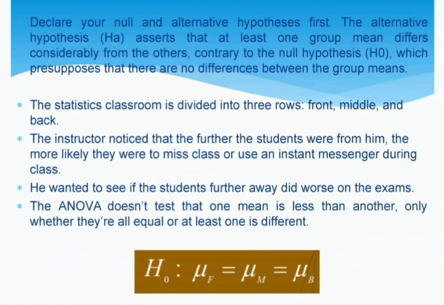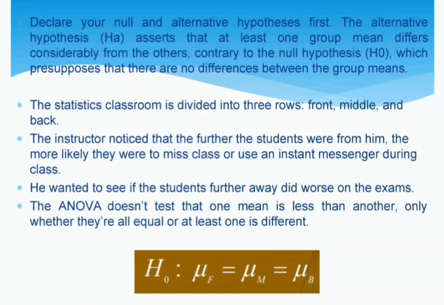They don't all have to be different, just one of them. Step one is to declare your null and alternative hypothesis first. The alternative hypothesis asserts that at least one group mean differs considerably from the others, contrary to the null hypothesis H naught, which proposes that there is no difference between the group means. So these are the two hypotheses that we are setting.